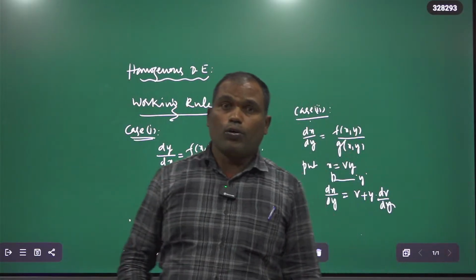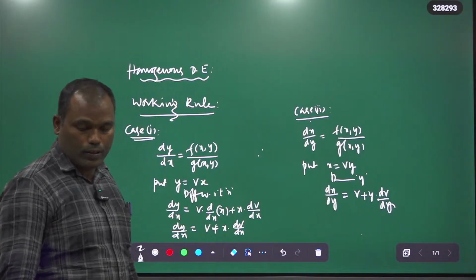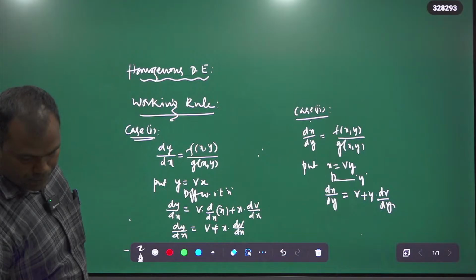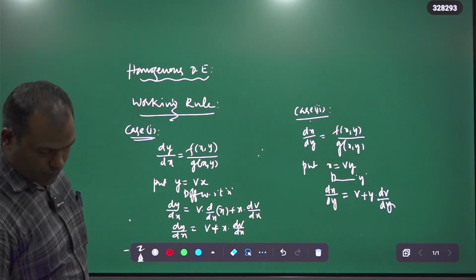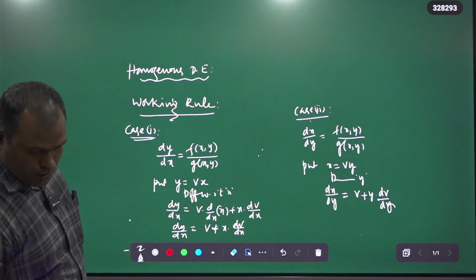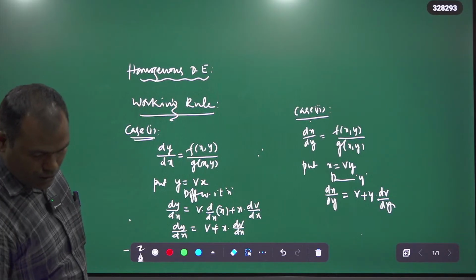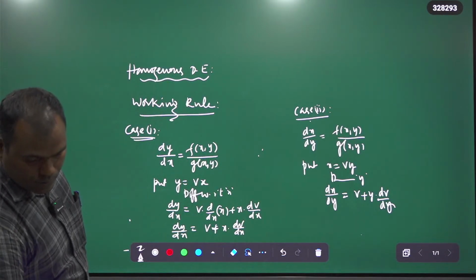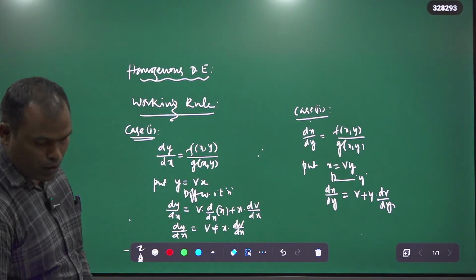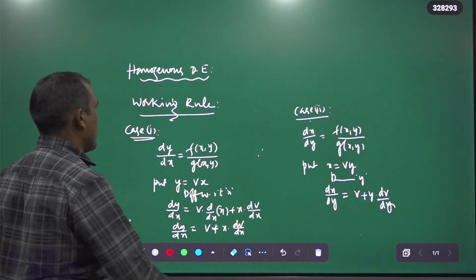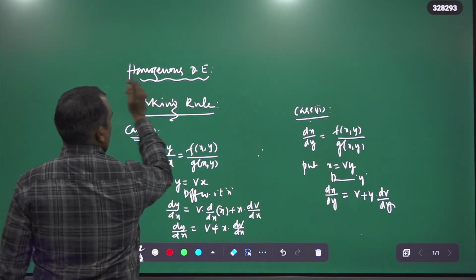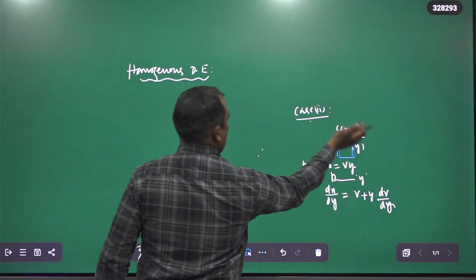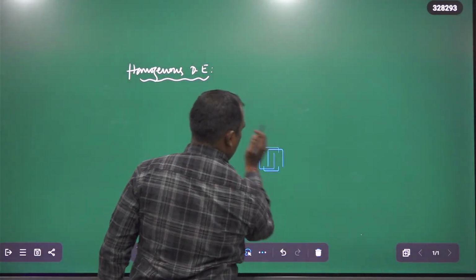Okay, this is the homogeneous differential equation. One example, this is the basic case 1 and case 2. So homogeneous differential equations, case 1 and case 2. Now non-homogeneous equation, just the working rule: non-homogeneous differential equations.